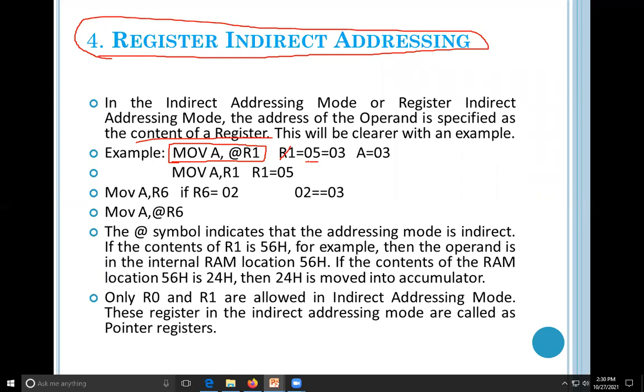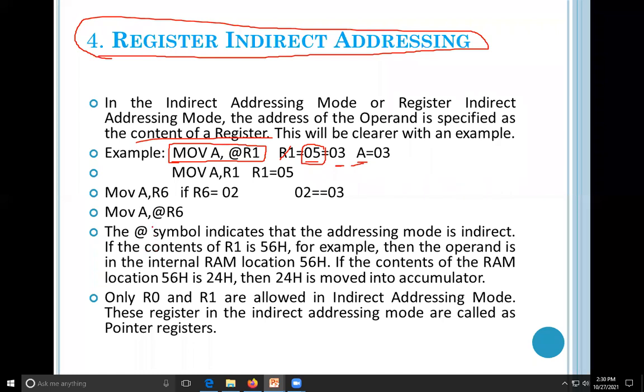See, R1 contains value 05, but 05 is not a value, it is a location. At that location, 03 is the value, and this 03 is transferred to the accumulator. Understood? So this is called the register indirect addressing mode.